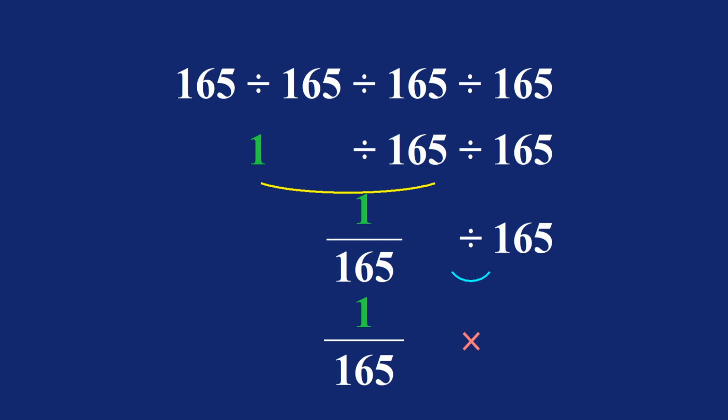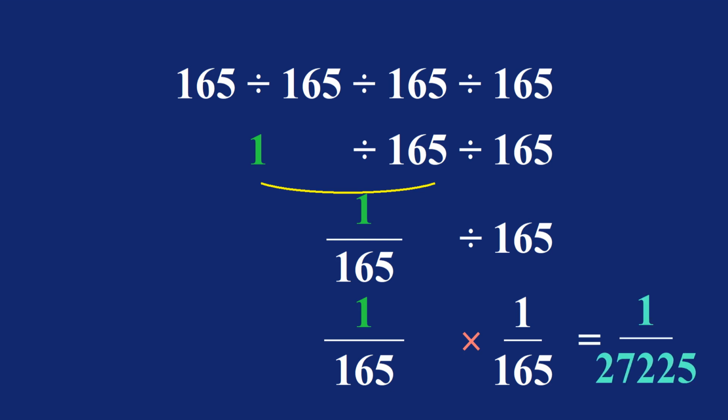Then flip the second fraction 1 over 165, which equals 1 over 27,225. And this is our final answer for this problem.